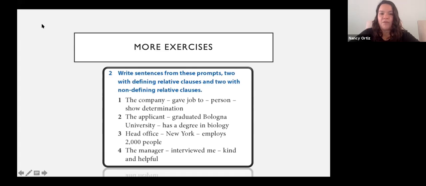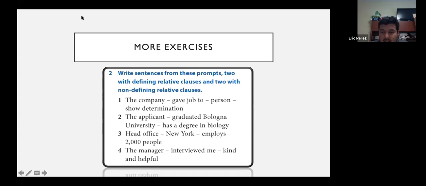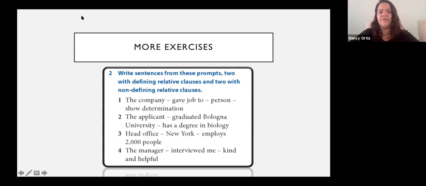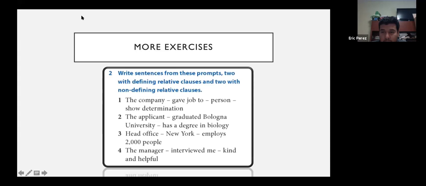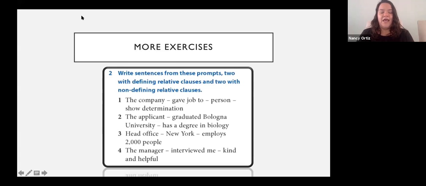Yes, remember that when I share... Can we add nouns? Yes, because these are not complete sentences. These are prompts for you to build on sentences, okay? Just keep the essence. The sentences will be totally different, no problem, all right? Just two relative clauses and two with non-defining.